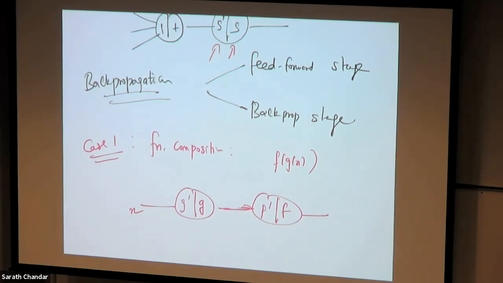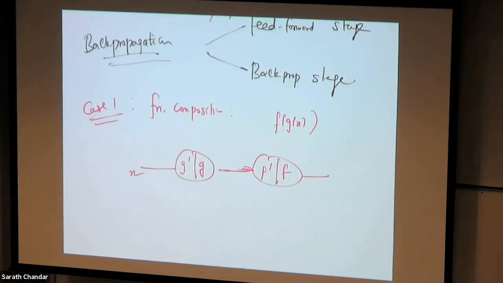Now, let us see how the feed forward stage will work. In the feed forward stage, you get x, and once you reach g, you get g of x. Then f takes g of x as input, so you get f of g of x. Is that clear? In the feed forward stage, you just pass x to the first function, it gives you g of x. You pass it to the next function, it gives you f of g of x.